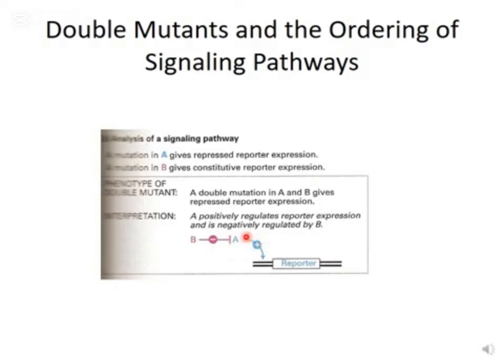So if there is a mutation in A, we're going to get a repressed reporter expression. If there's a mutation only in B, we're going to get an increase in reporter expression. If there's a mutation in A, we're going to get a decreased reporter expression. So these combinations can help us track whether the mutation is in both proteins or in one of them.